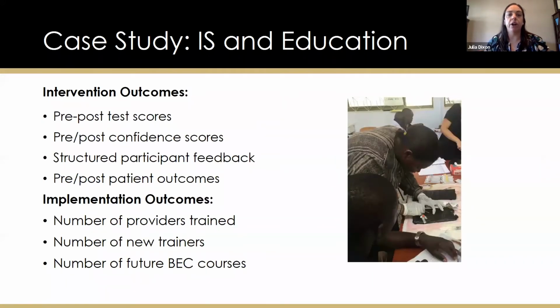Next slide. So for our intervention, outcomes were pretty traditional educational outcomes, so pre and post test scores, some confidence intervals. We also got structured feedback from participants. This particular project did also collect data on pre and post patient outcomes. And then there were several implementation outcomes, including the number of providers who were trained and new trainers. Additionally, we also kept track of the cost of our intervention, and cost effectiveness is a key component of implementation science and is actually its own field within implementation science, but it's something I think we need to work on in global health.